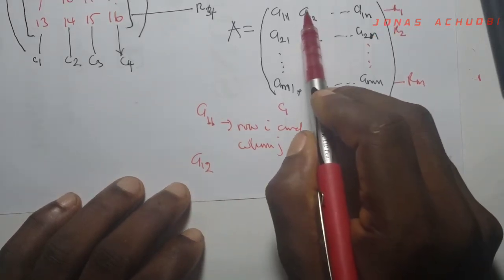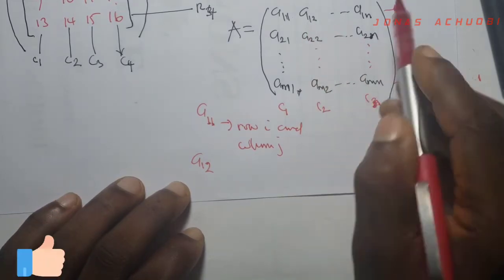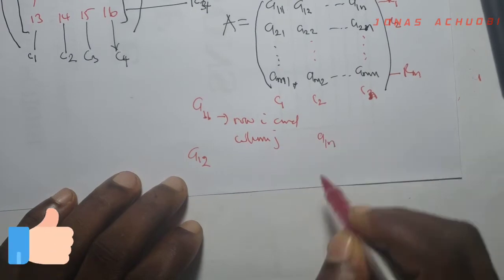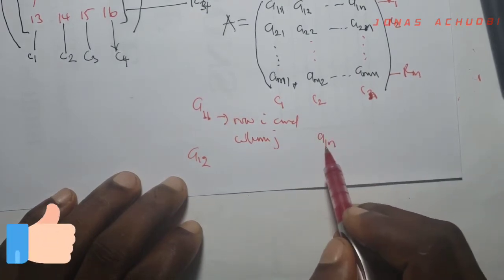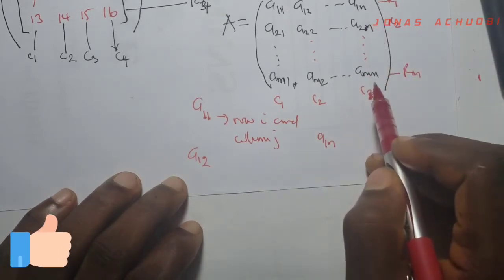And that's true. a12 is in the first row and second column. We can go on and on. The last entry here, a1n, would mean the entry in the first row and the nth column.